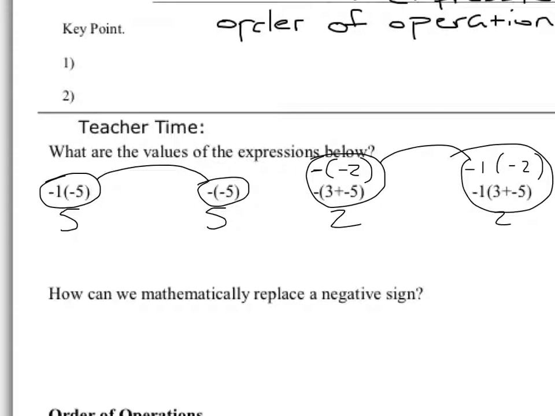So that should lead us to that next question. How can we mathematically replace a negative sign? What can I replace a negative sign with? Axel? I don't see any absolute value in any of these problems here, so we were able to replace negative signs with something that was equivalent. How could we rewrite these expressions that had negative signs with something a little bit different? Looking at this, how can I replace this negative sign? How did we write that differently right next to it? Jalen.